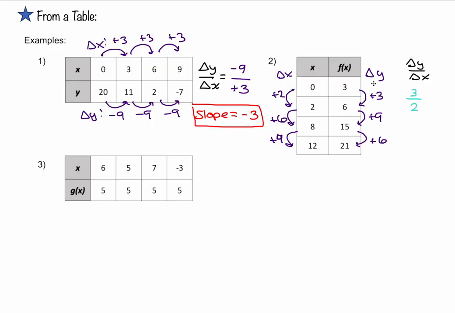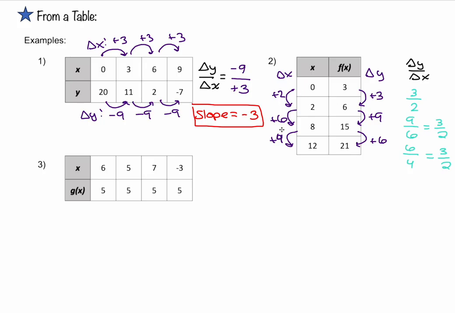So now we'll do the next one. Our change in y is positive 9 divided by our change in x is positive 6. That simplifies to 3 over 2, which so far they are the same. Our next one is from 15 to 21, so our change in y is plus 6, divided by our change in x is 4, which will simplify to 3 over 2.